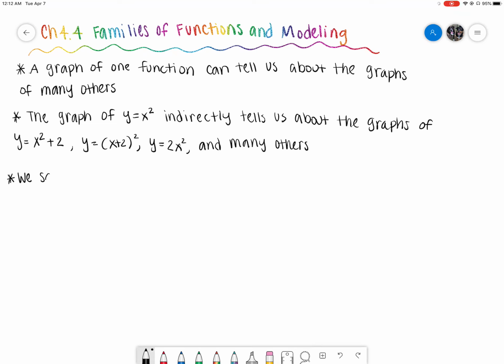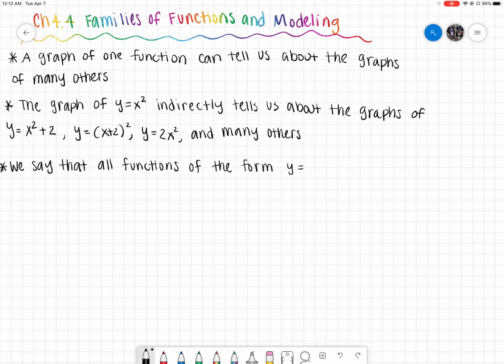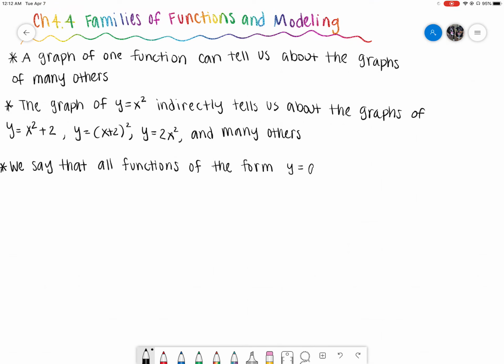We say that all functions of the form y equals a times x plus b squared plus c form a family of functions.